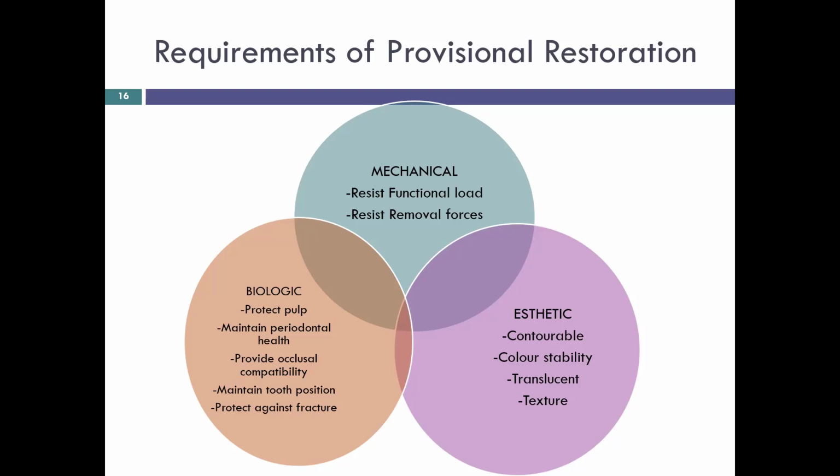Aesthetic is one of the main concerns. So we have to look at the contour: it should be contoured along with the adjacent teeth. Color stability: we have to match the color of adjacent teeth. There should be some degree of translucency in this, and texture. So these are the three main requirements which we have to fulfill during our provisional restoration.